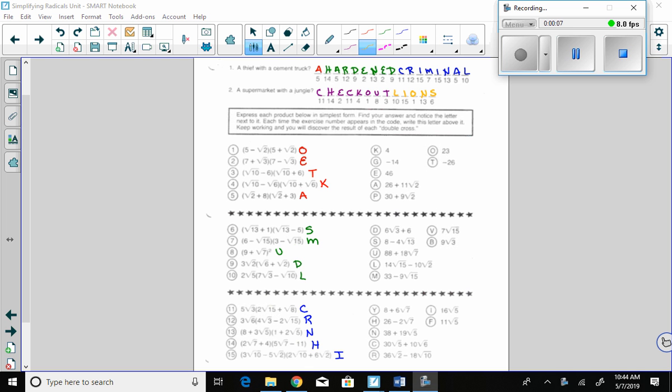So this was the first page of the homework that you had last night. The joke at the top wasn't really the point, but the first one was a hardened criminal, and the second one was check out lions. But anyway, the correct letters to the answers are all right there. So if you need to, go ahead and pause and take a look and talk out how you got your answers.